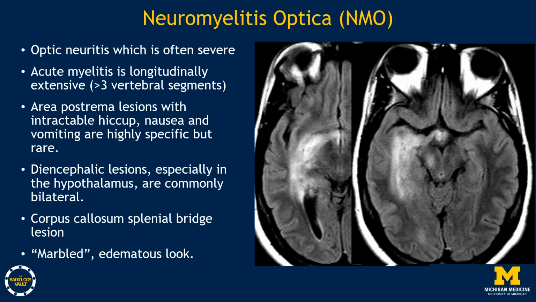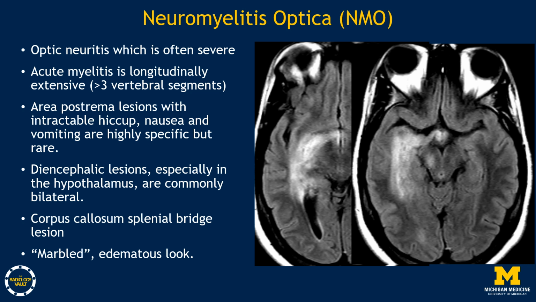Moving on to NMO, the optic neuritis is more severe, can be bilateral. The myelitis is longitudinally extensive, involving 3 or more vertebral segments. Lesions of the area postrema in the medulla with intractable hiccup, nausea, and vomiting are highly specific, although rare. Diencephalic lesions, especially in the hypothalamus, are commonly bilateral and also quite suggestive of NMO.